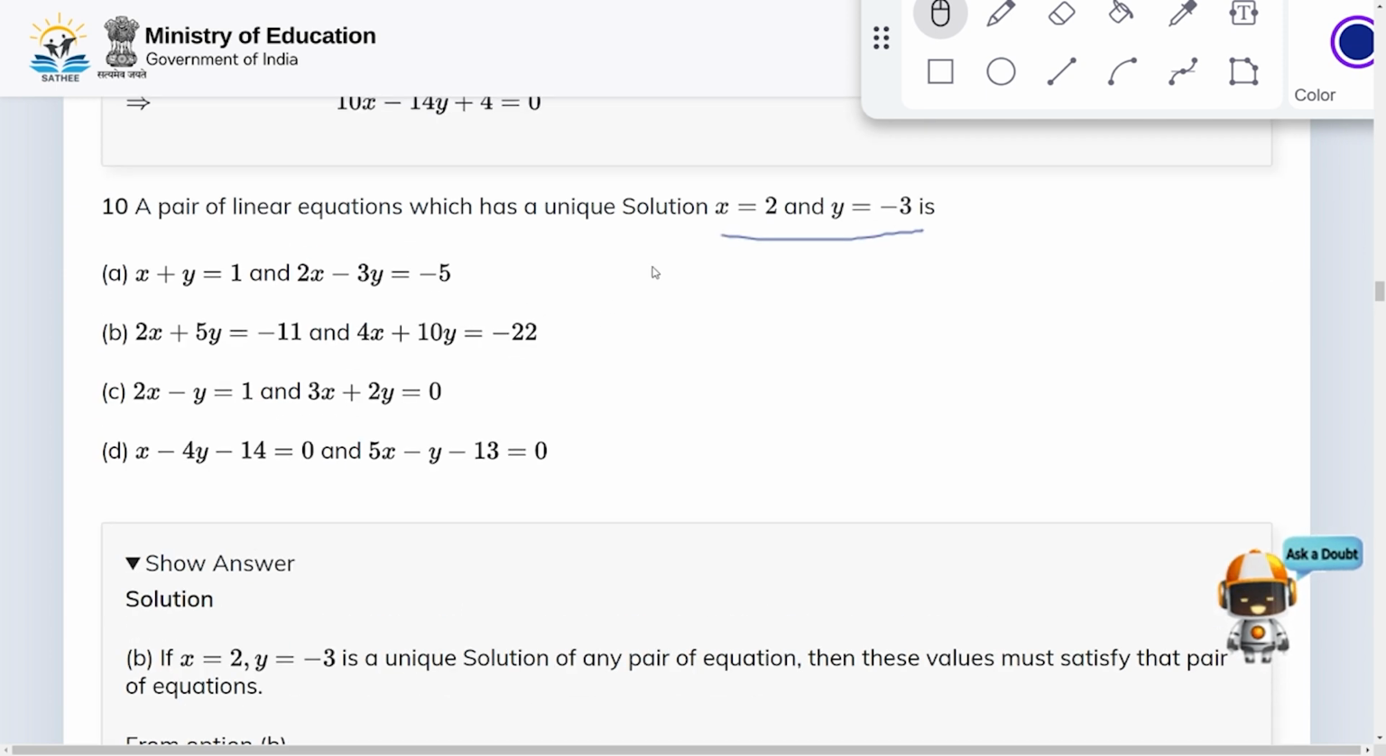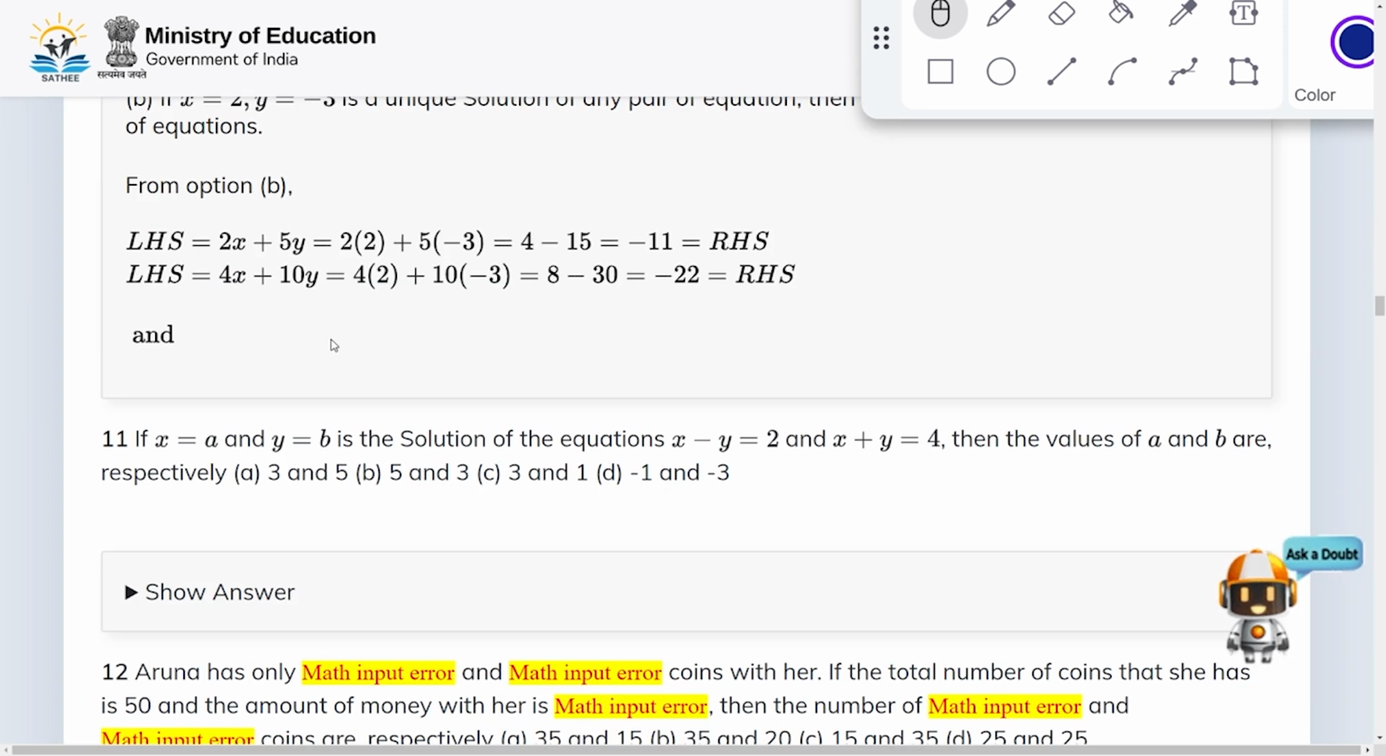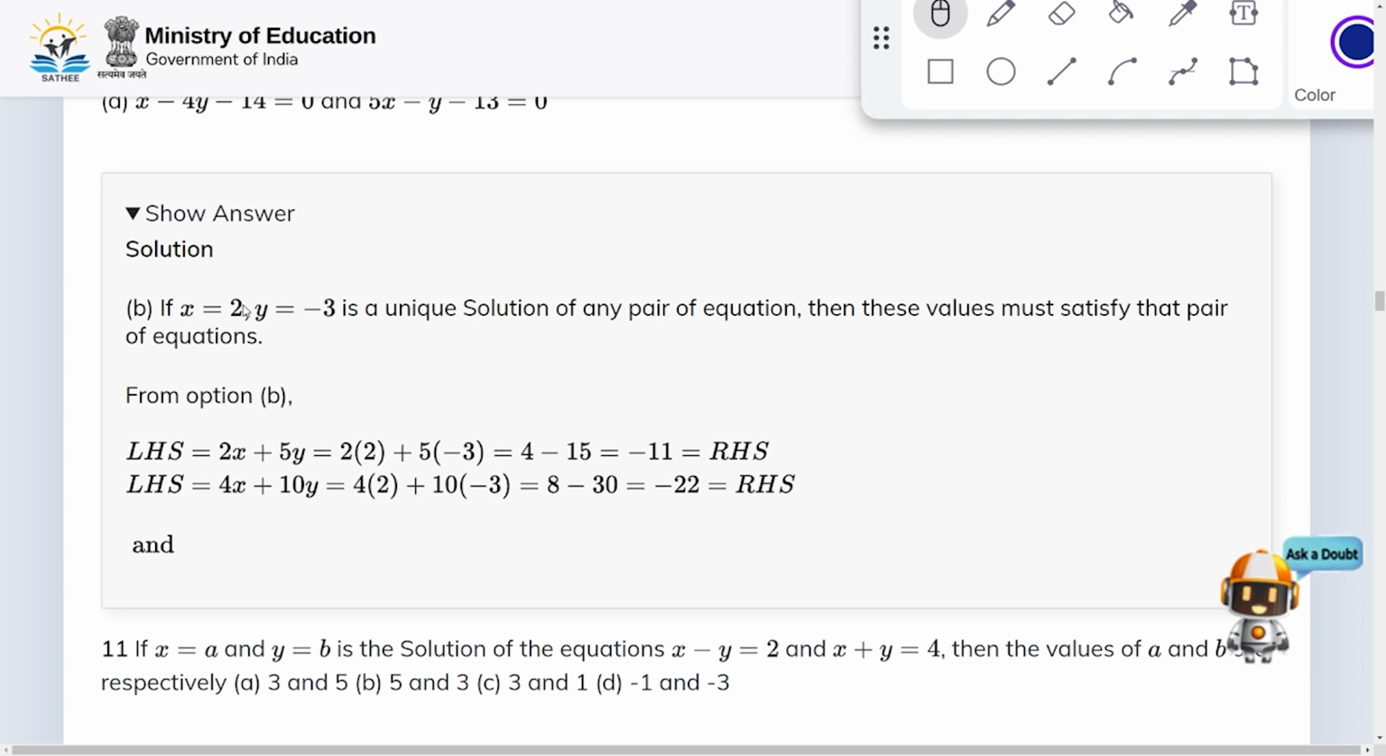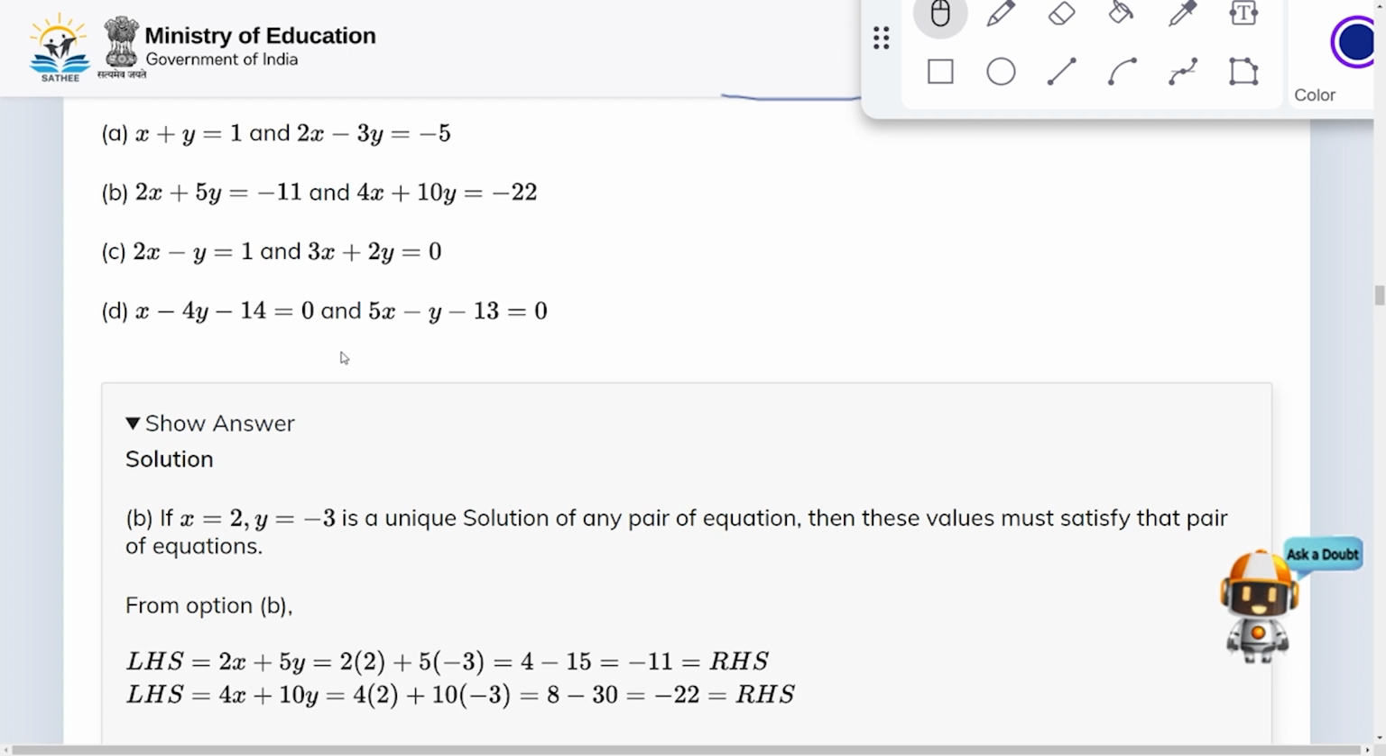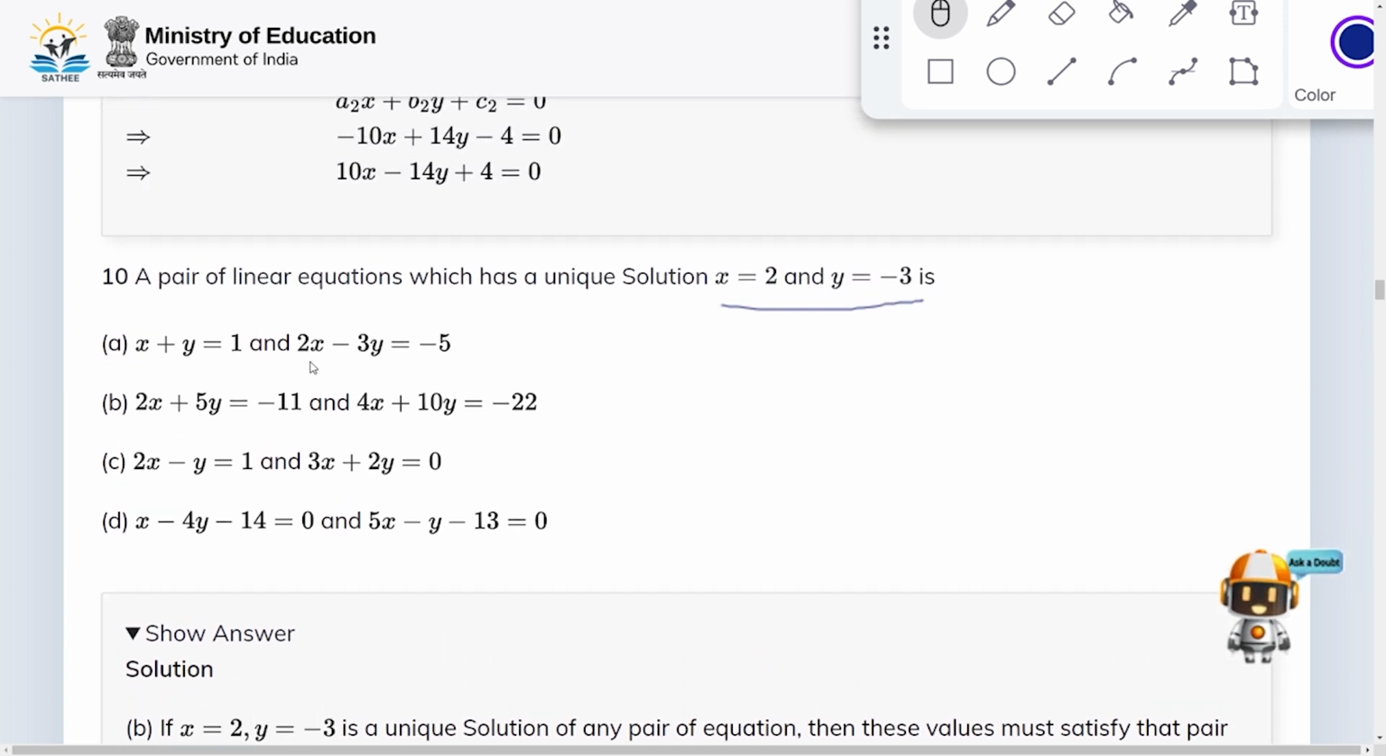So basically this is our unique solution. Among these four options, we need the pair of equations that has it. You can check by substituting x equal to 2 and y equal to -3 in each equation. The pair of linear equations that is satisfied by x equal to 2 and y equal to -3 is our answer.